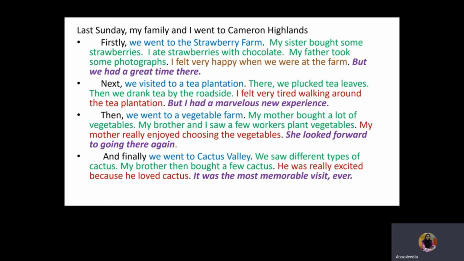So these green sentences are, what did you do? I felt very happy when we were at the farm. So this sentence is, how did you feel? And the last sentence in purple, the wow words, we had a great time there. So that's for paragraph 1.